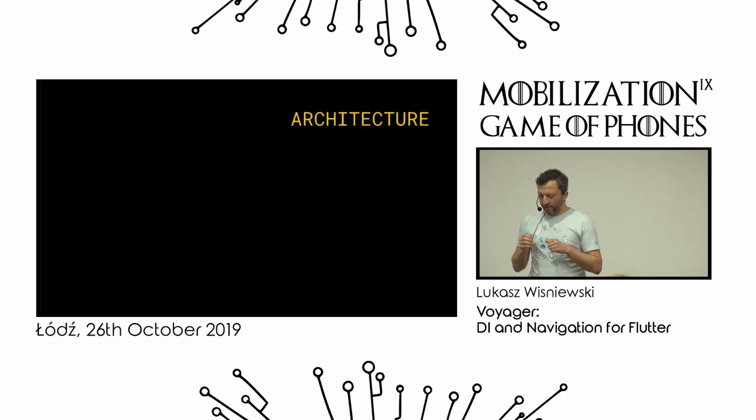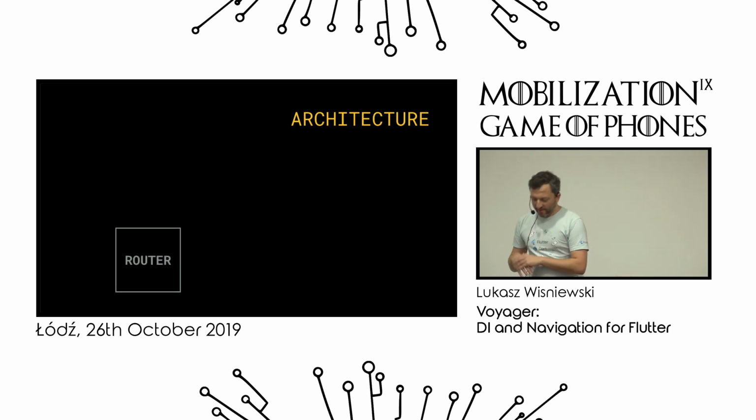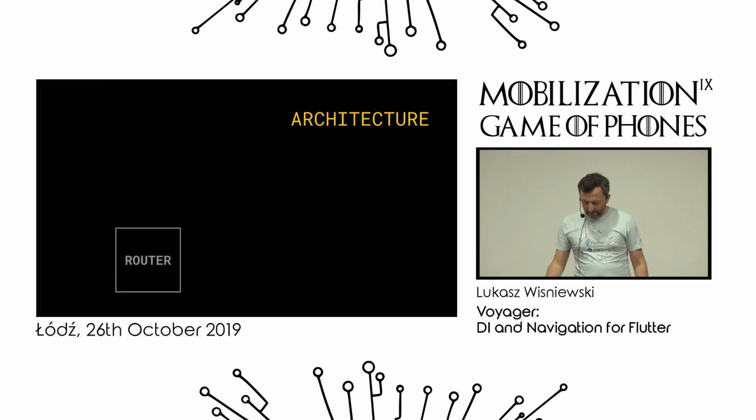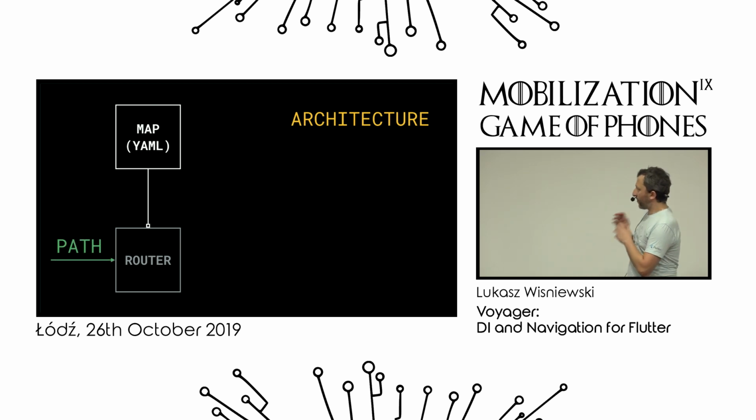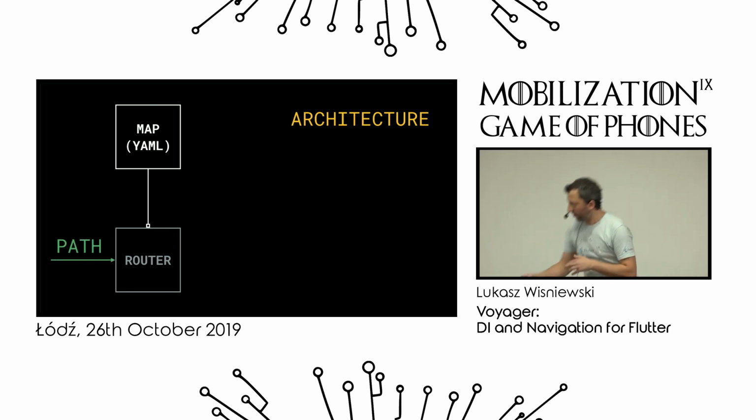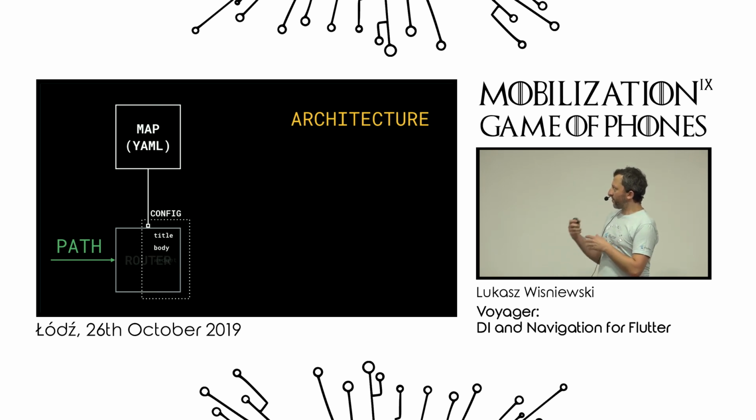Now, speaking about architecture, the central piece is a router, and any router needs a map. In our case, that map is a YAML file. Once you have a map, we resolve part of the map, the subsection which describes our screen. That is a config, and the config contains all this information.